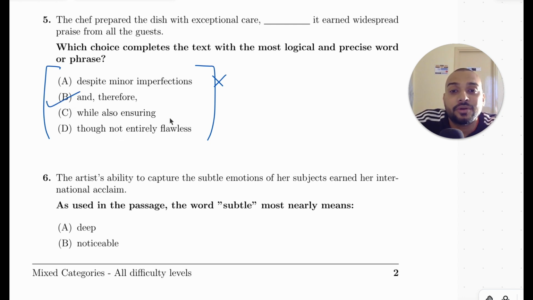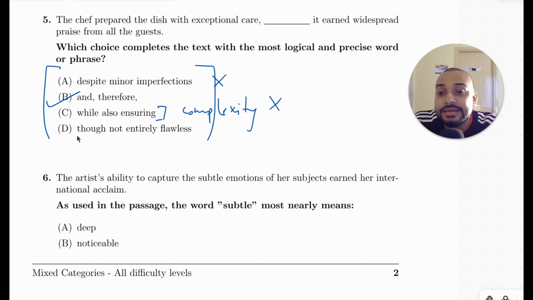While also ensuring it earned widespread praise from all the guests. You cannot ensure praise first of all, and then it's adding an additional task which is not mentioned in the passage. This just adds to the complexity, so I would reject it because of the complexity it's adding. Wrong. Though not entirely flawless, again, like option A, they tried to introduce some flaws in option D as well. But in the specific sentence given in the question, we're not looking at flaws at all. So, and therefore, is the correct one.